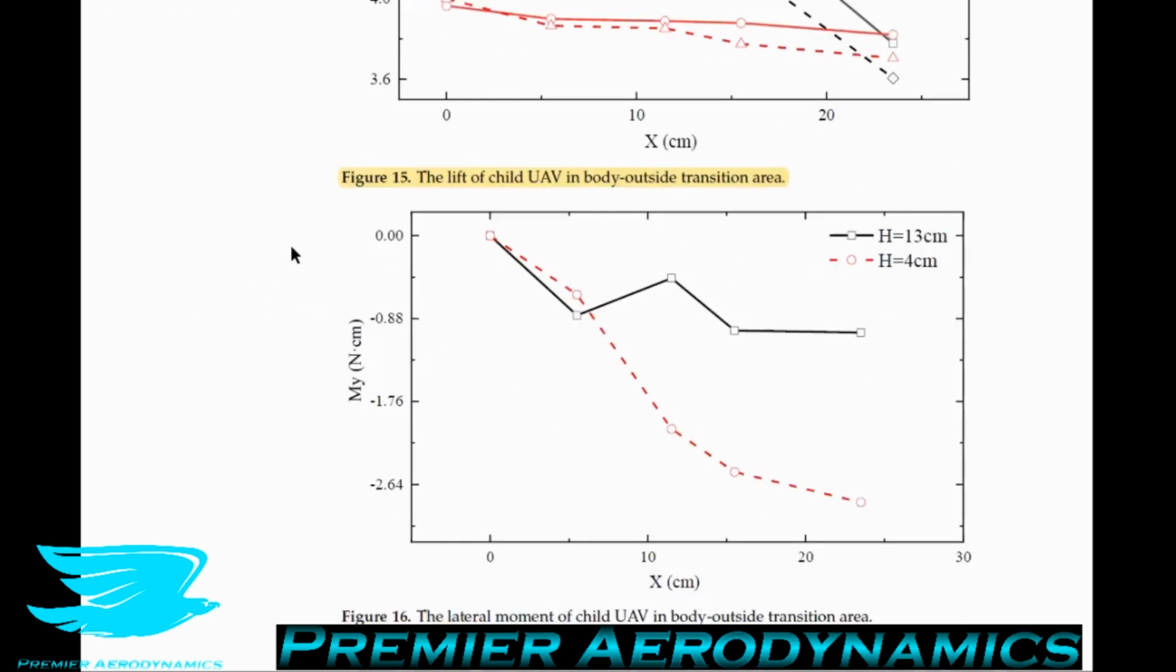Then in figure 16, they show the lateral movement of the child UAV body inside this area. So in other words, as it moves away from the body, how much side force there is. And we can see that when the child UAV is very close to the parent UAV, this side force dramatically changes. Whereas when it's quite far away, so 30 centimeters above, this side force stays fairly constant regardless of how much you move to the side. So the derivative of the moment is effectively zero, whereas when it's very close to the parent UAV, the derivative is very negative. So that means it changes.